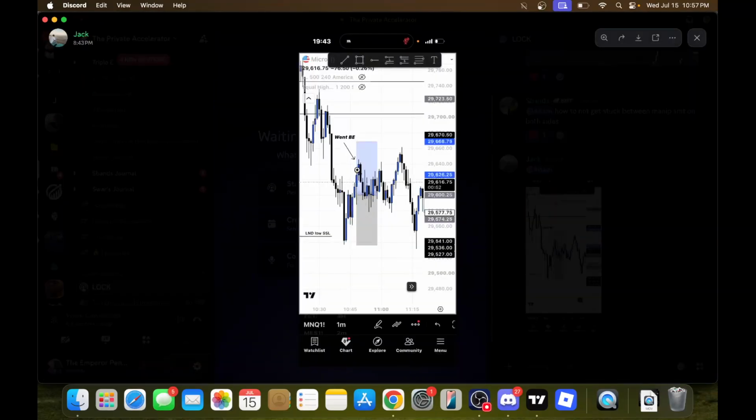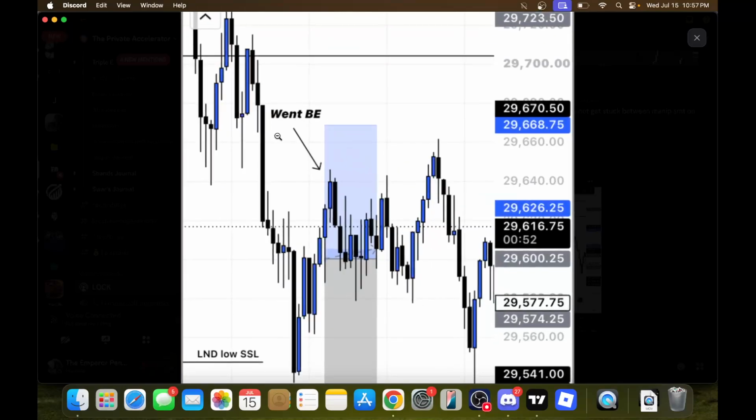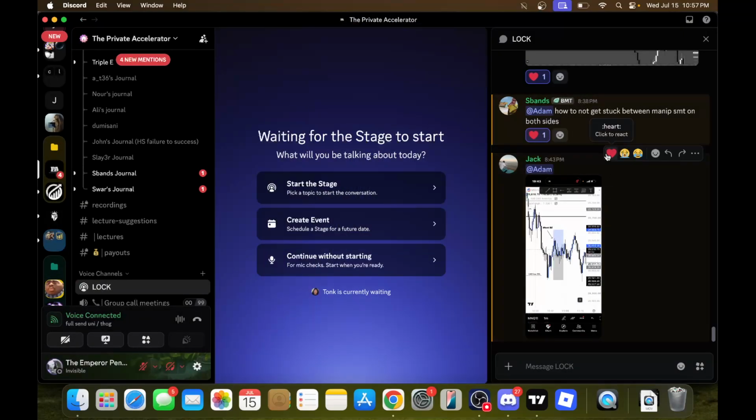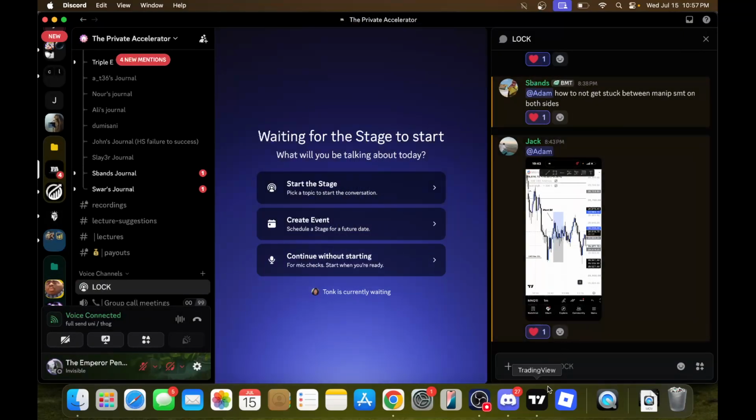Good that you went break even up there. Overall, it would have worked out because price came back, we swept the turtle soup, and pushed to continue going bearish. Here, price was built on liquidity. But that's pretty much it.